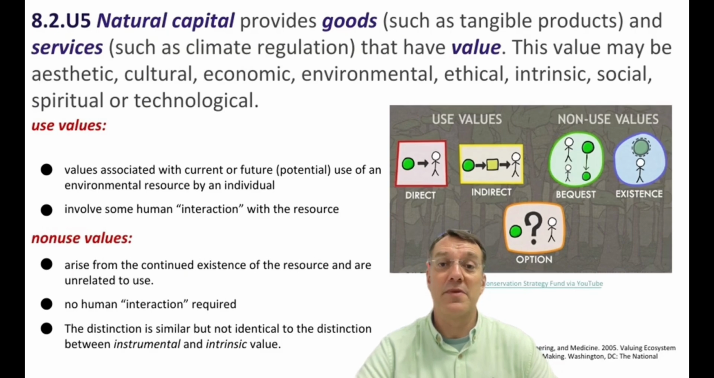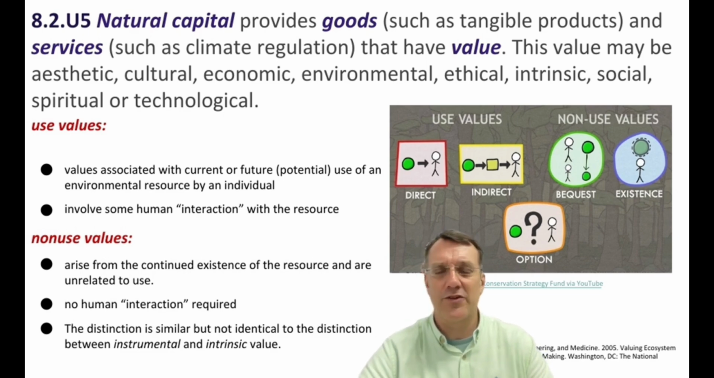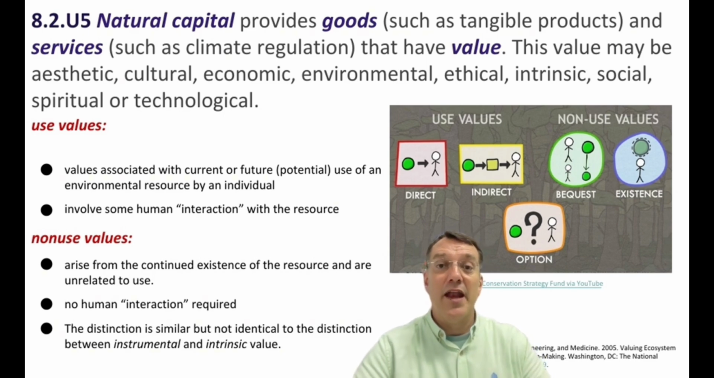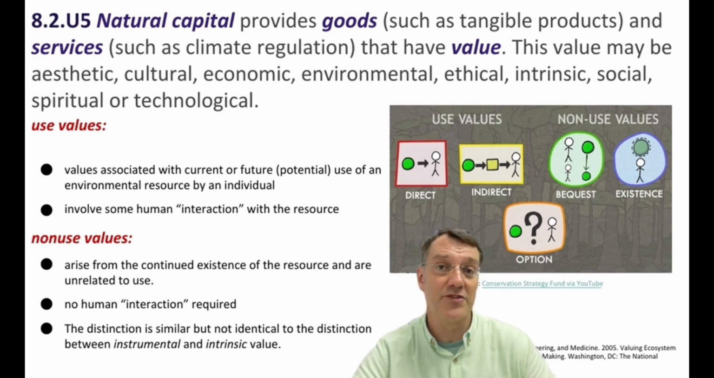Values of natural capital can be categorized as use values or non-use values. Use values require human interaction with the resource, like direct use of timber or indirect use through ecosystem services. Non-use values exist whether humans interact with the resource or not. It's like an existence value, right? That's valuing that something simply exists, or a bequest value, which is preserving resources for future generations.